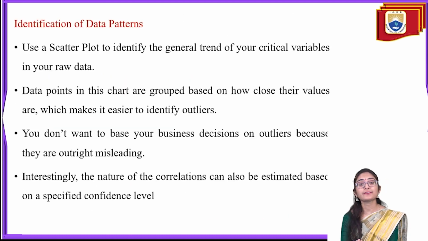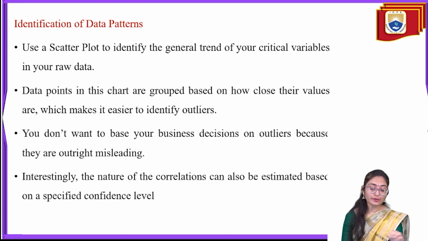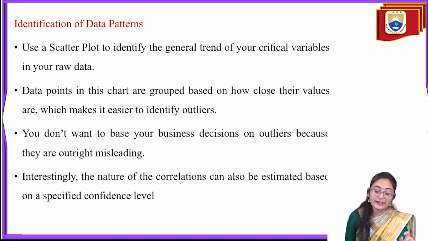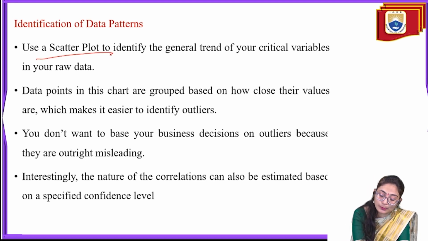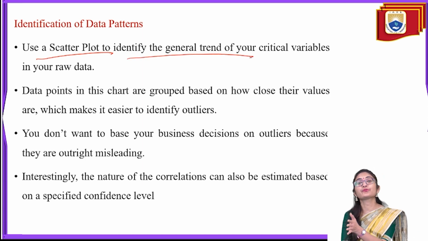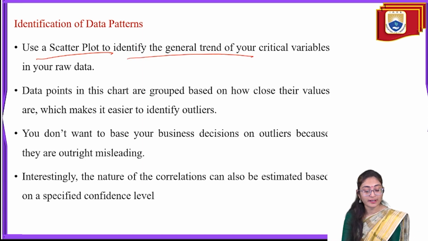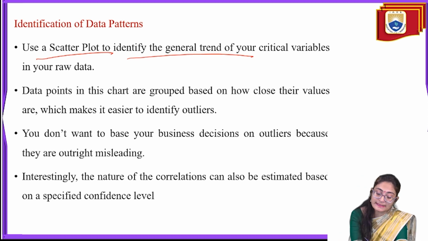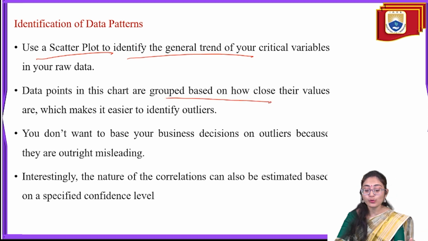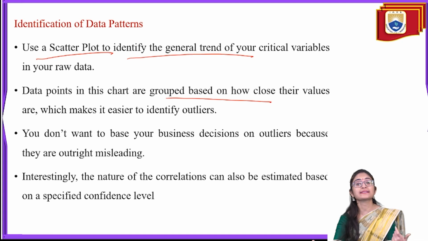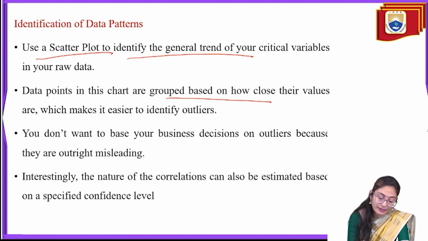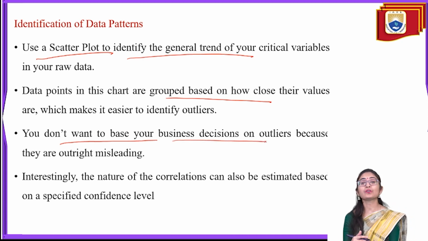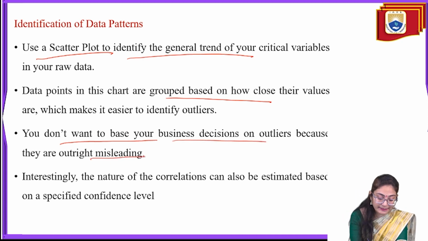Now you have to identify your data pattern. For identifying your data pattern, you have to use a scatter plot to identify the general trend of your critical variable in your raw data. If in your data there are critical variables, at that time you can use your scatter plot. Data points in this chart are grouped based on how close these values are, which makes it easier to identify the outlier. You don't want to base your business decisions on outliers because they are outright misleading.